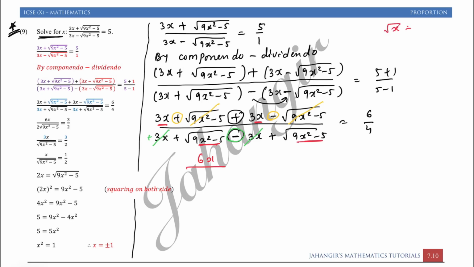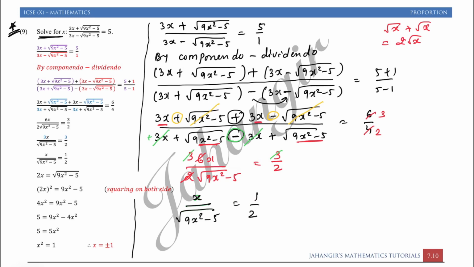If you write root x plus root x, you had learned last year, that is 2 root x. So same way I can write 2 root of 9x square minus 5. 2 2s are 2, 2 3s are 3 by 2. Here I can cancel again 3. If you want to make it easy, you can again cancel these 3 and these 3. So whatever is left, let's write x upon root of 9x square minus 5 is equal to 1 by 2.